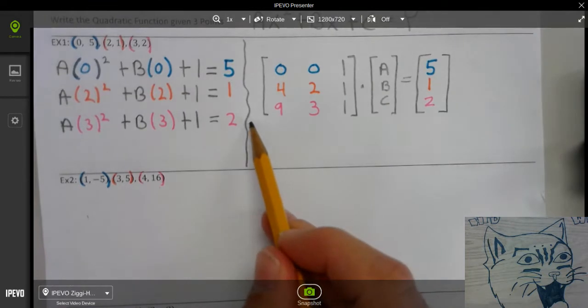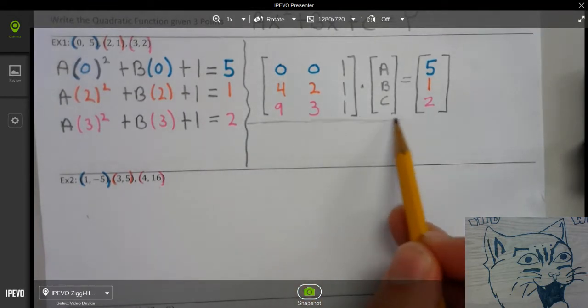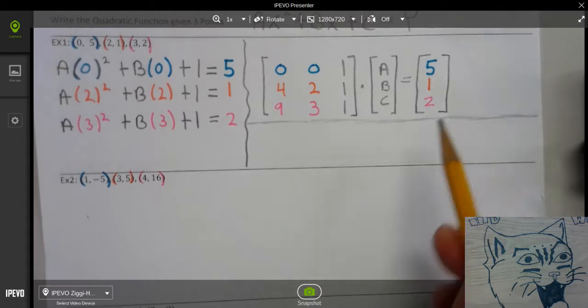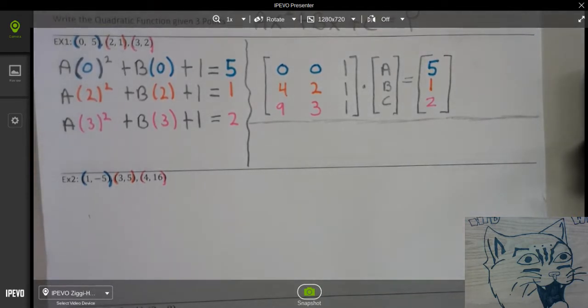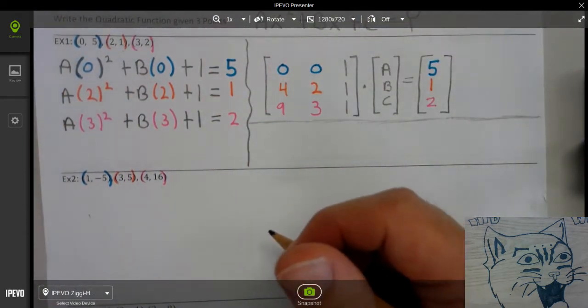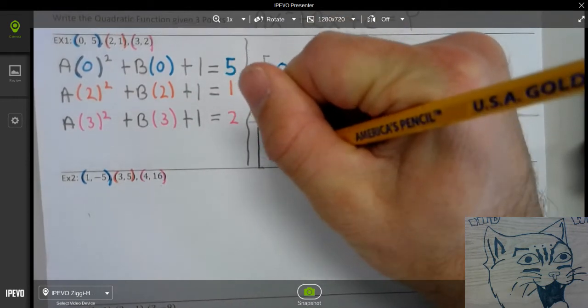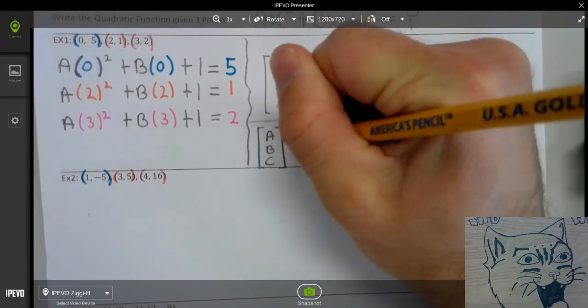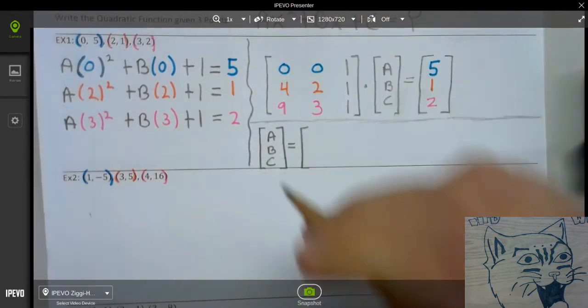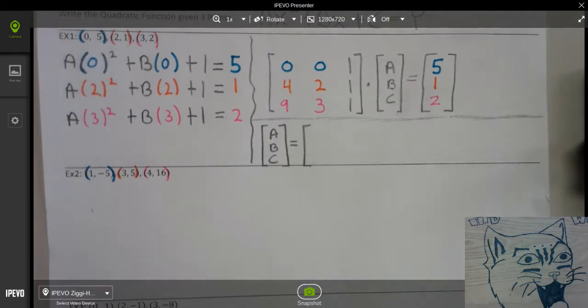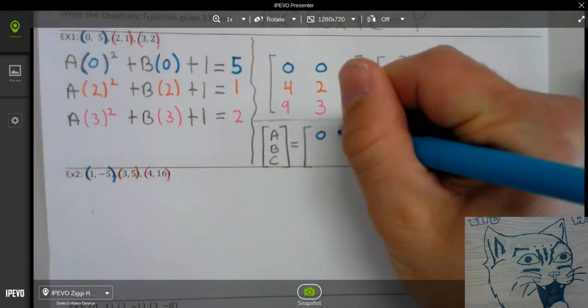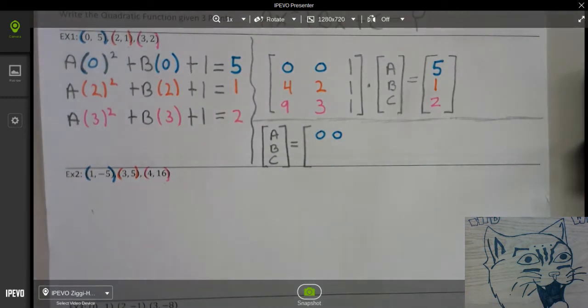All right. I probably could have written a little smaller. Okay, so then we're at step 3. And so we have a, b, c equals the inverse of the matrix 0, 0, 1.